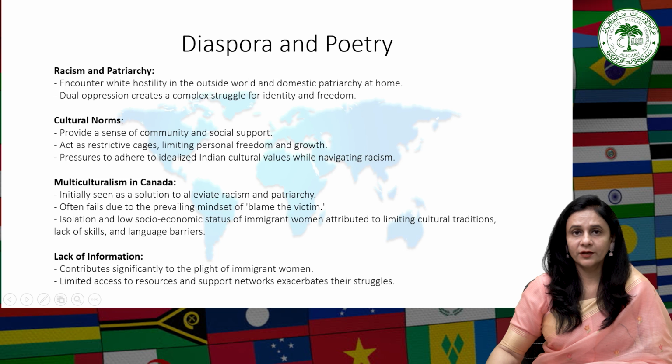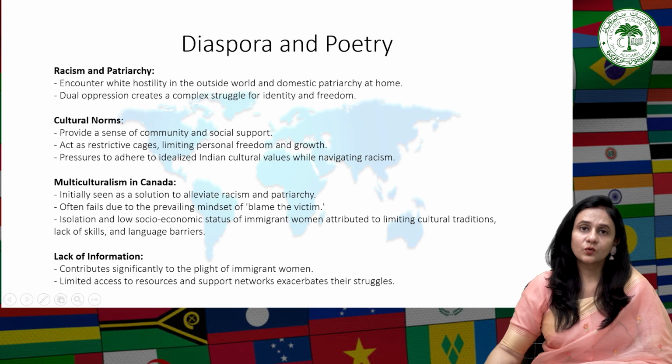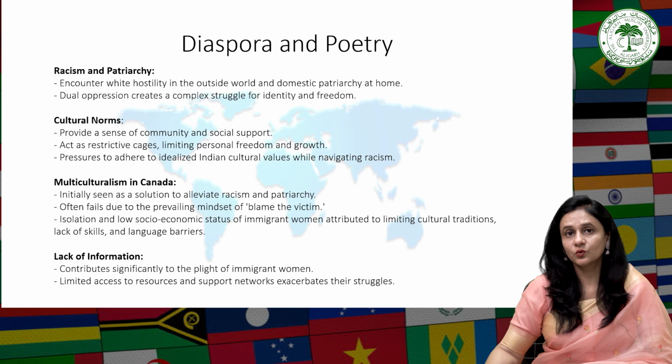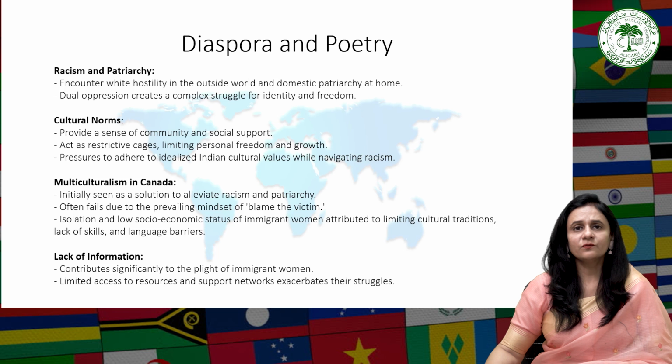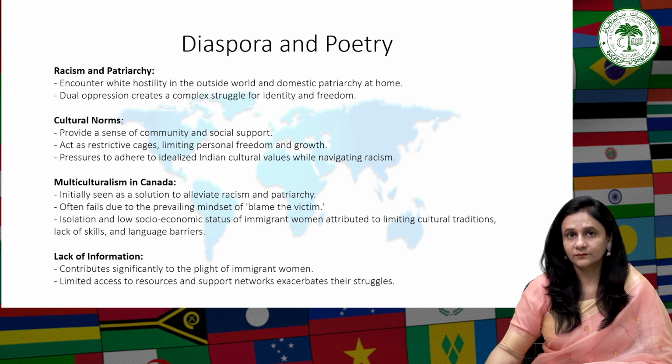Another thing that we find in the poetry by these diasporic poets is a presentation of multiculturalism in Canada. Canada is known as a multicultural land. However, these poets show the duality of attitudes experienced by them in Canada. As we all know, there was a time when there was a ban on immigration in Canada.